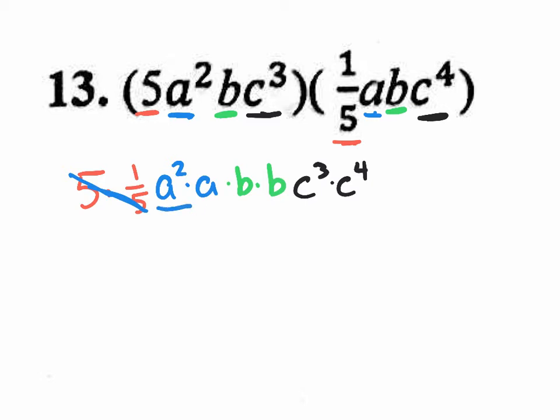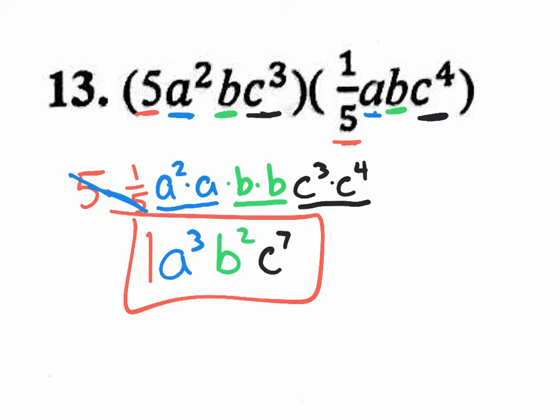When I go a squared times a, adding the exponents, I get a to the 3rd. When I go b times b, I get b squared. And when I go c to the 3rd times c to the 4th, add the exponents, you get c to the 7th. That is rule 1 when you're adding exponents. That is your final answer right there.